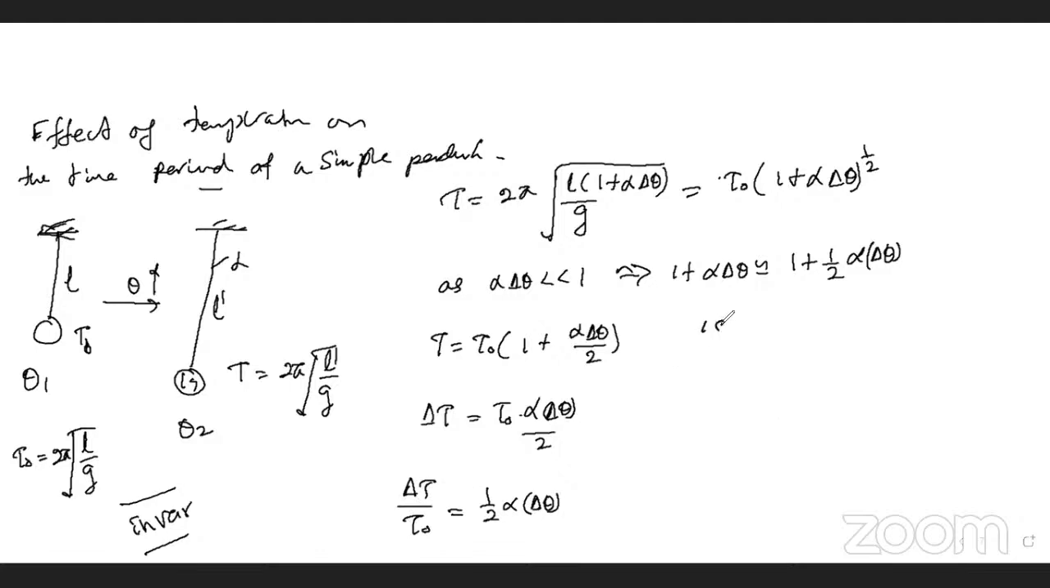For example, for a 1 second time interval, where T naught is 1 second, the change in time period is half alpha delta theta. And for 1 minute, you can calculate that 1 minute is 60 seconds, so the change is 30 alpha delta theta.